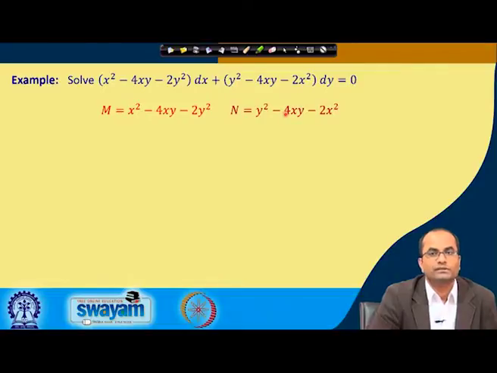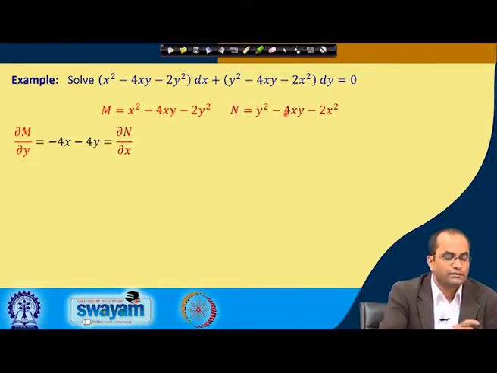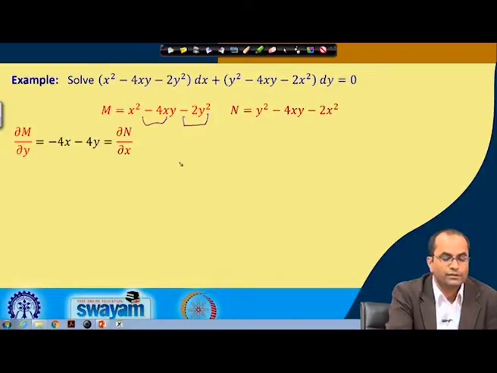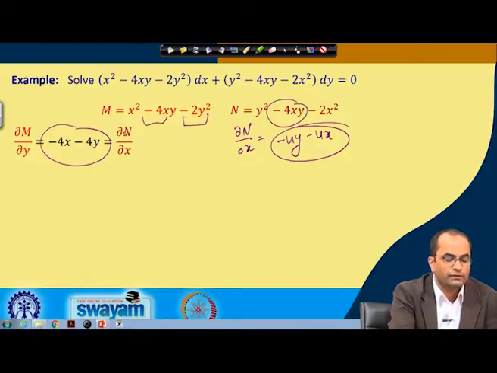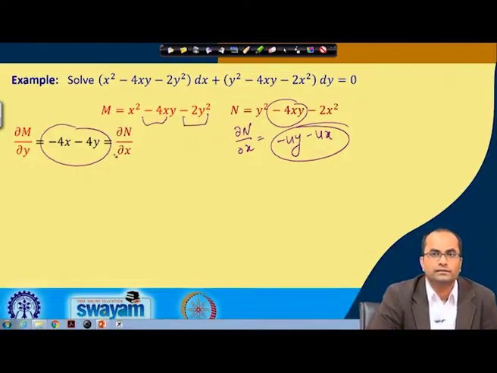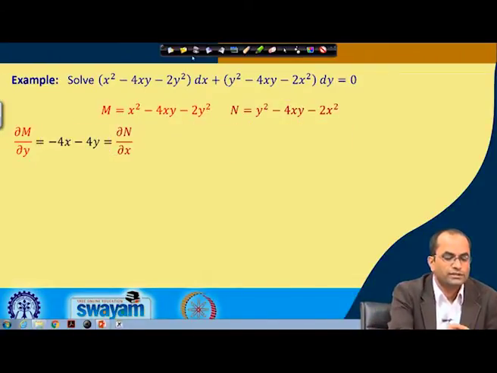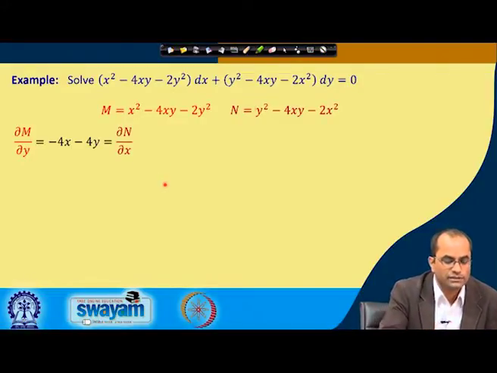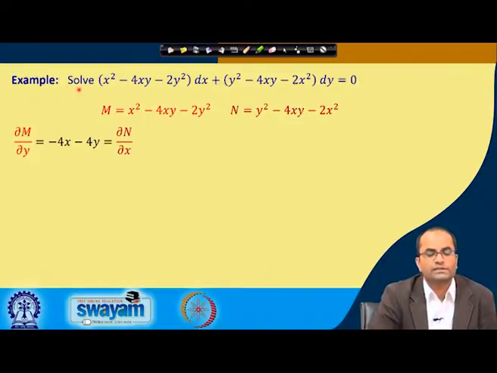First, we have to check whether the equation is exact or not, meaning that we have to compute ∂M/∂y. So, ∂M/∂y will be −4x − 4y from here, and ∂N/∂x will be −4y − 4x. So, both are the same, ∂M/∂y and ∂N/∂x, and that is precisely the condition for exactness. So, the given equation is exact. We know that there exists a function F whose differential is exactly given here, M dx + N dy.